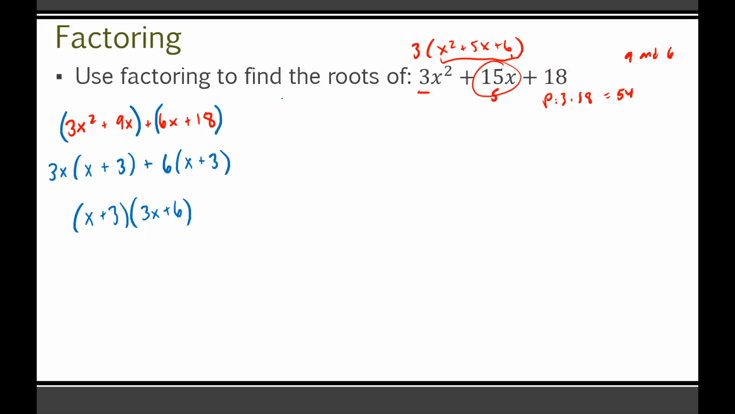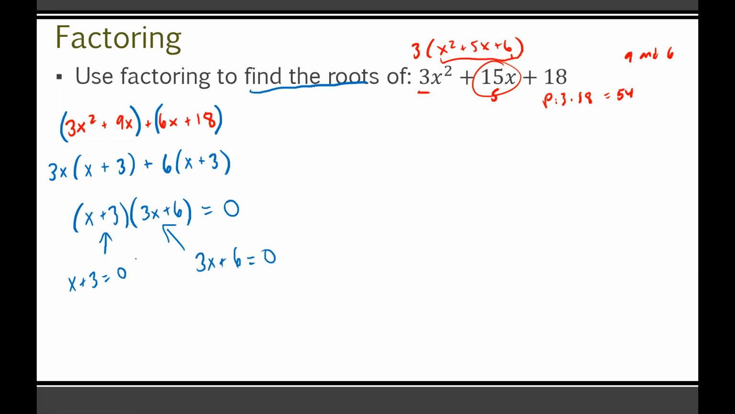However, we got one more step to do here. We wanted to find the roots. This is where you set this thing equal to 0. And you have to ask yourself, when is something times something equal to 0? Well, it's just when either this piece equals 0, so x plus 3 equals 0, or it's when this piece equals 0, 3x plus 6 equals 0. Solve each of those two expressions, and that'll tell you what your two x-intercepts are.